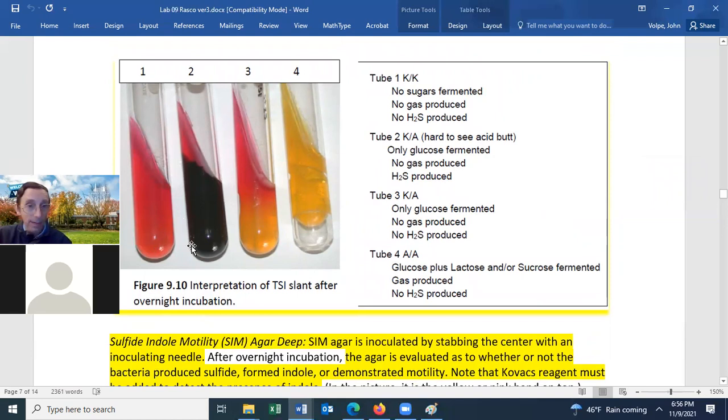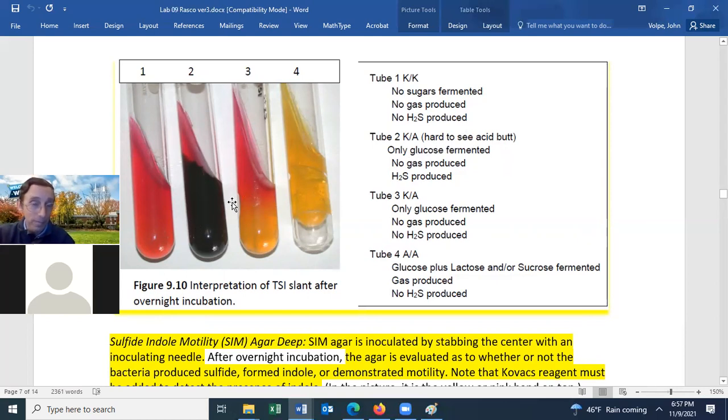This one is colored black in the lower portion of the tube and red on the slant. This one's a little tricky. The black is from hydrogen sulfide production, so that's produced here. Whenever hydrogen sulfide is produced, it does ferment the sugar. And you can't see the yellow here, but because it's black, we know it was yellow, and then the yellow gets hidden by the black. And so this is an acid butt, meaning this is yellow here.